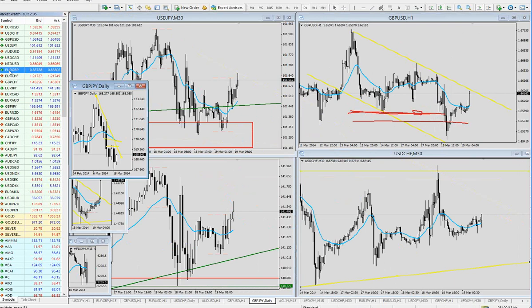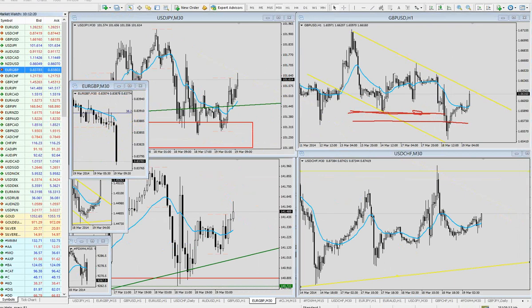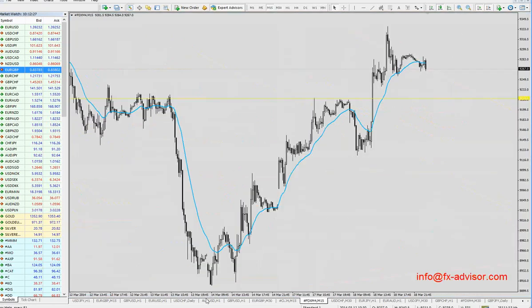Okay, let's switch to Euro British as I'm sitting short here, so I'm going to have it visible for me. Okay, next let's go quickly through DAX.